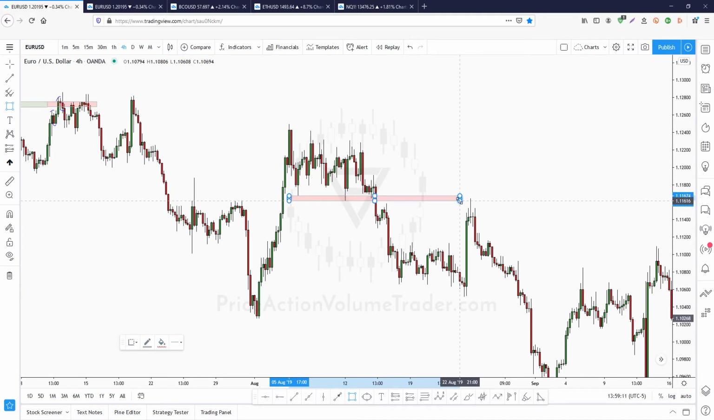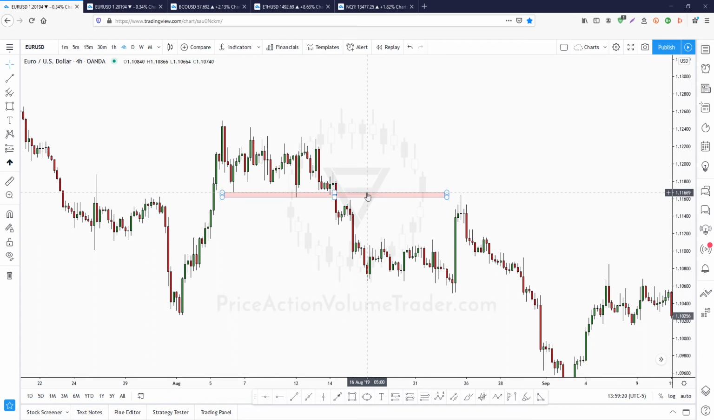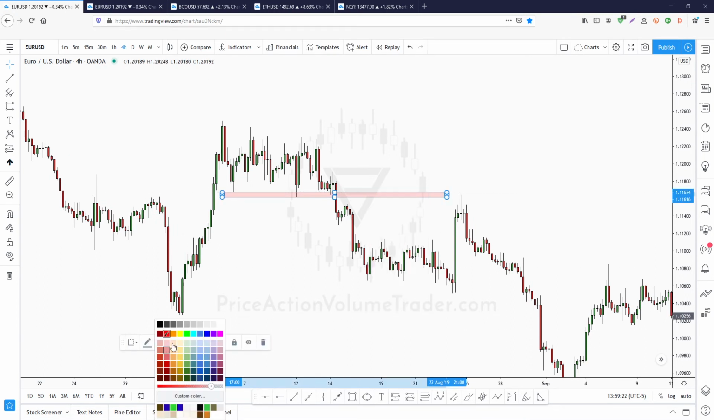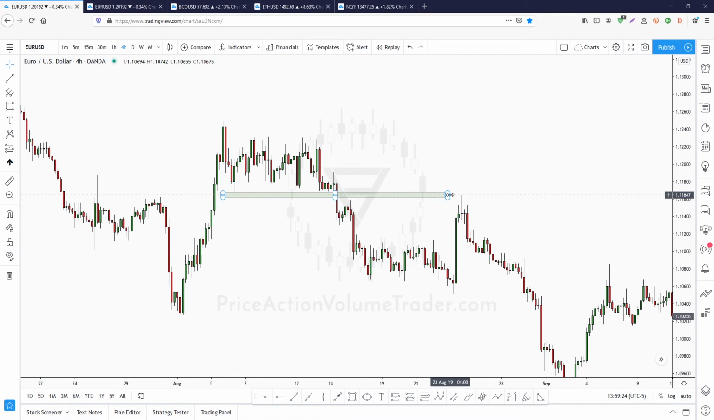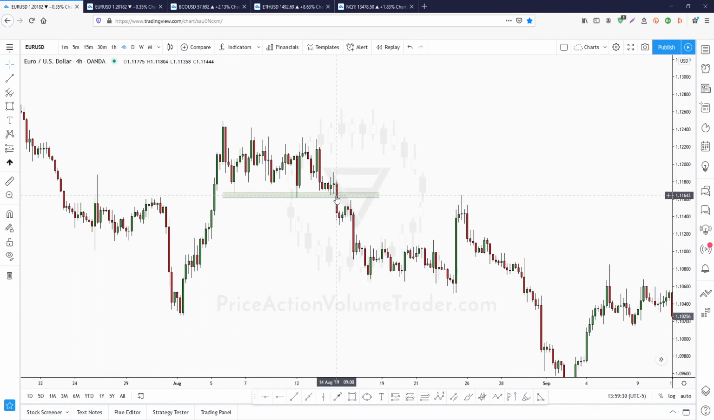Old support. In this case, we can see it made a step back, but it didn't touch the level. So that means this level is still fresh, because price did not really test it on the way back. We have a very clean break. We're on the 4-hour chart, so like I said, we want to focus only on taking setups from our trading time frame.